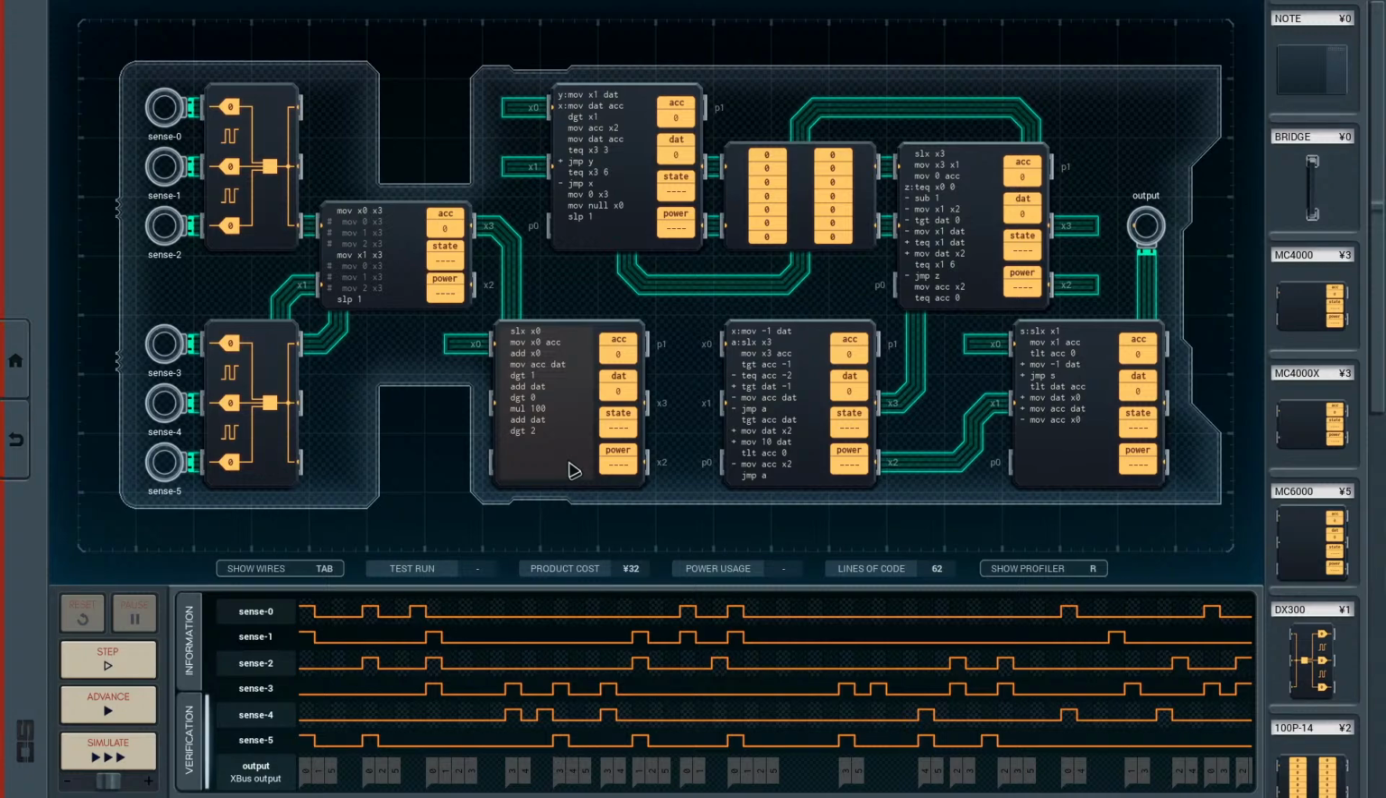So that means that now AC has the sum of the bottom two digits in its lowest digit, and DAT still has the original. So then we do need to mov AC DAT in order to save that, because if we're going to do a DGT we'll lose it again.